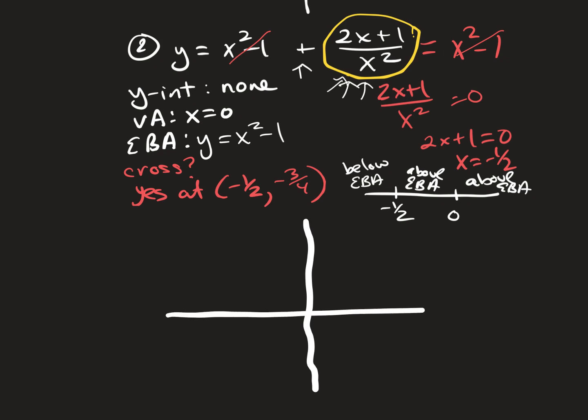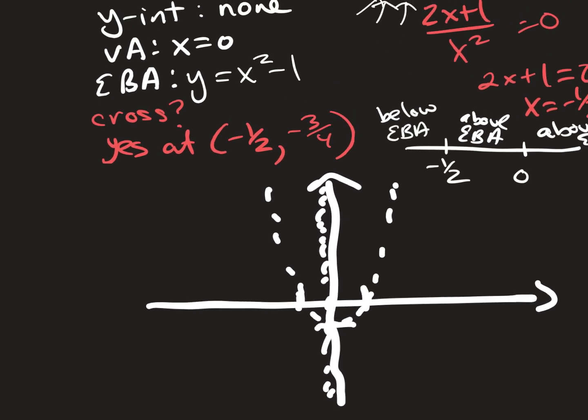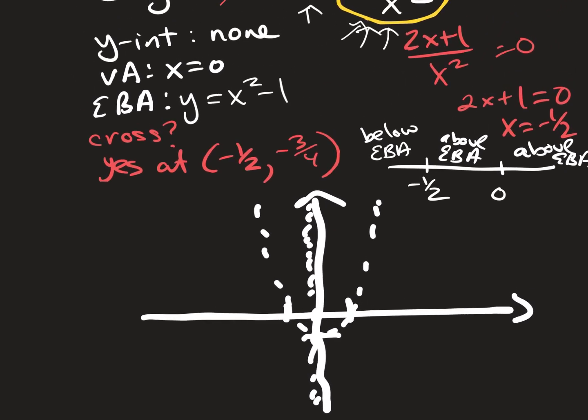Okay, so again, nice to do the dotted line things first, like the asymptotes. So x squared minus 1 is the EBA, and then x equals 0 is a vertical asymptote. Maybe I should have done the asymptotes in a different color than the axes, but okay. Oh, and let's do the other point. I wish I had done this a little bigger. So the point it crosses the EBA is -1/2, -3/4. So we'll put it there.